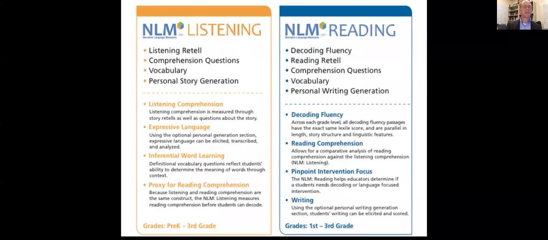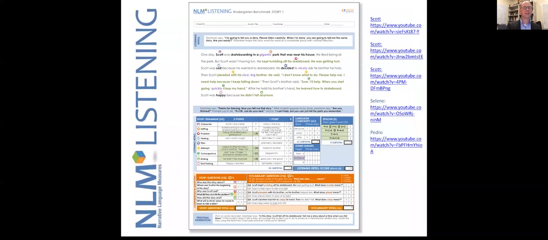In the NLM, we have NLM listening and NLM reading. They're parallel subtests, except one measures a student's ability to understand and produce language that they listen to, and the other one asks students to understand and produce language that they read. I'll give you an example of the NLM listening. This is what the subtest protocol looks like.